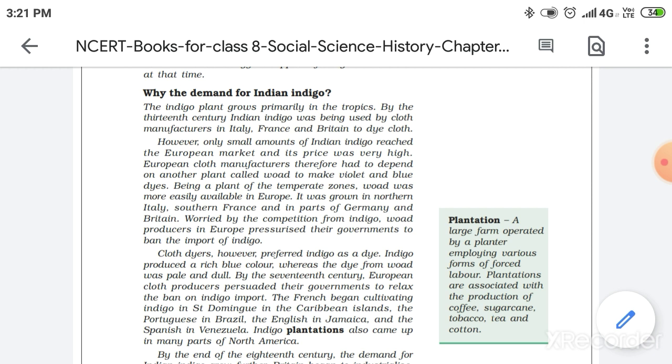Now the second thing: in the 13th century, Indian indigo was getting so popular. At that time, indigo was in high demand, and France, Italy and Britain were the three countries who used to take indigo from India. A very small amount of Indian indigo reached Europe. Not a much bigger amount of indigo used to go to Europe. So according to the requirements of Europe, a very small amount of indigo was coming from India to Europe.